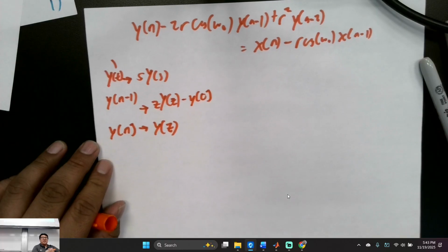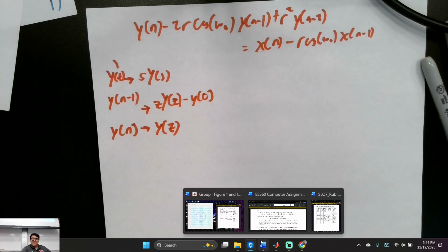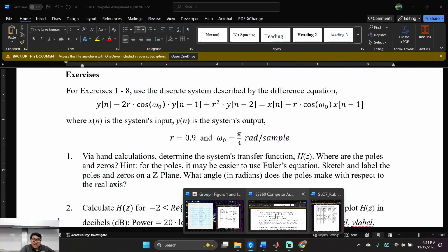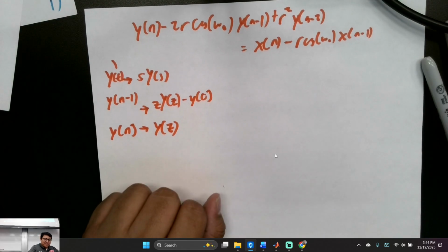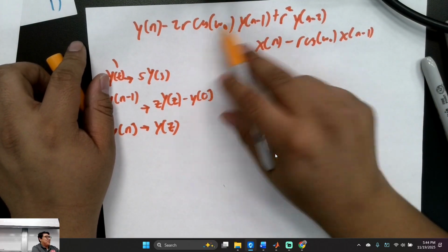So for the unilateral z transform, is that what he wants you to do? We'll figure that out later. Anyways, let's get back to your assignment: determine the system transfer function. Let's see. It might be easier to use Euler's equation. Yeah, let's solve this, starting with the first part.